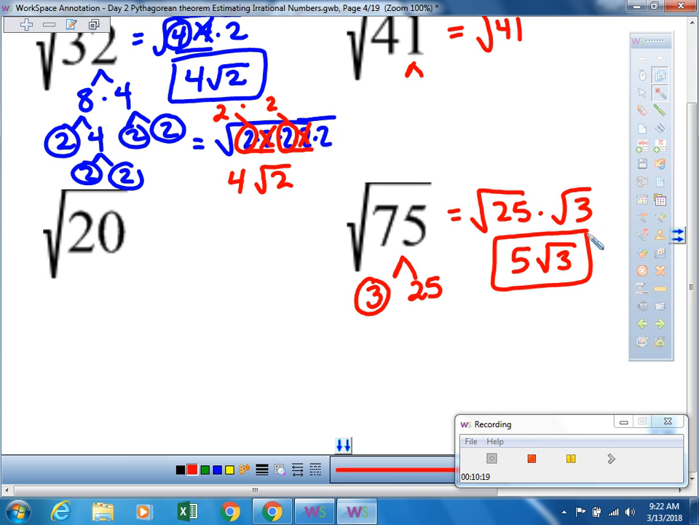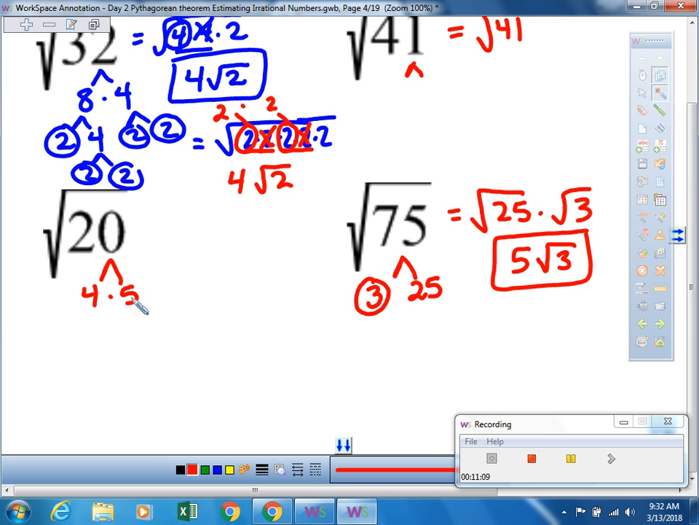Okay? So I want you to try this one. Square root of 20. Okay, what times what is 20? Huh? 4 times 5?